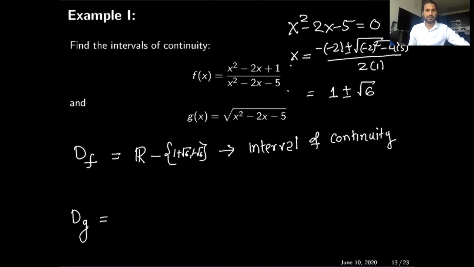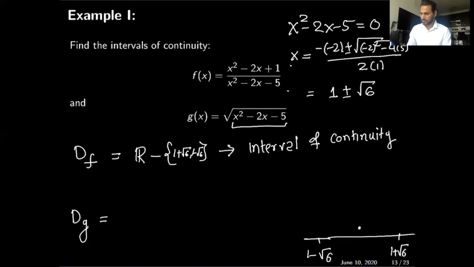What is the domain of the second function? Since this is a square root function, all we need to do is check where the inside function is positive. The domain of the square root function is only where the inside function is non-negative, because the square root of a negative number is not defined.